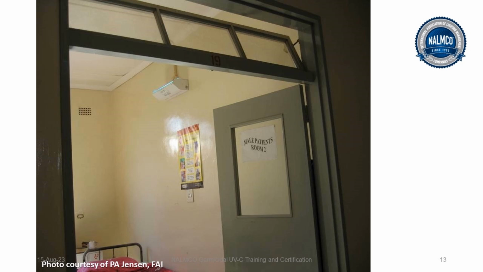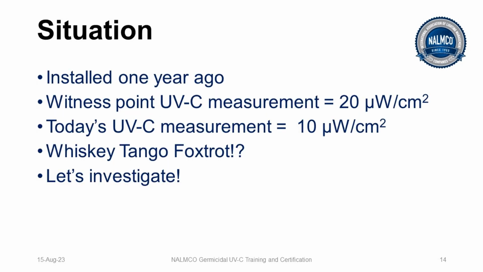The output was about 50% of the original output. So as I said, this unit was installed a year ago. The witness point at the time of installation showed an irradiance level of 20 microwatts per square centimeter. Today's UVC measurement was 10 microwatts per square centimeter. What the heck, let's investigate, please.